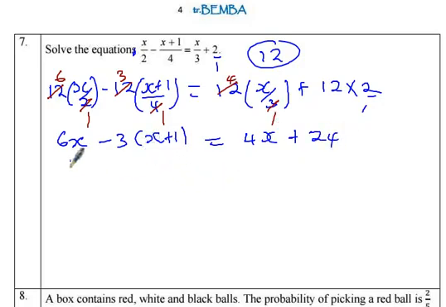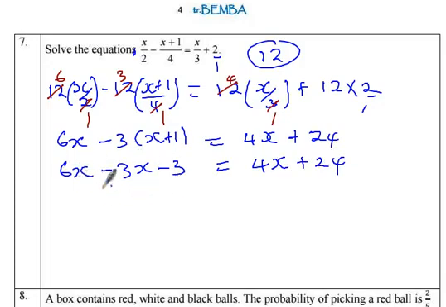Good. We need to open brackets here. 6x minus 3x, again minus 3 times positive 1 gives me minus 3. You need to be careful there. Minus 3 times this is minus 3x, minus 3 times positive 1 is minus 3, and this is equal to 4x plus 24. Okay, when we simplify this, we have 3x.